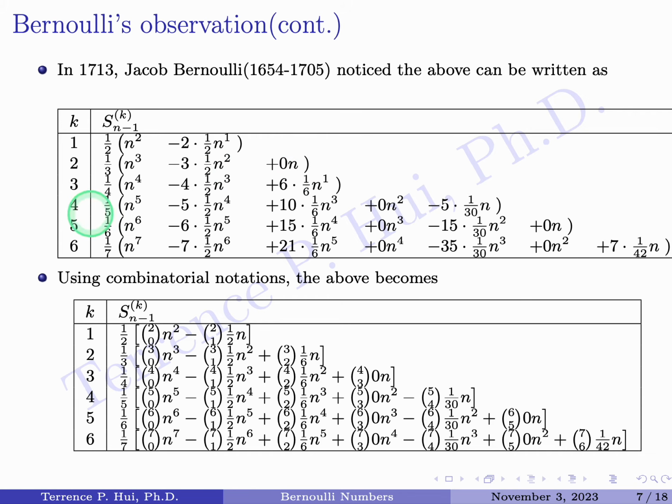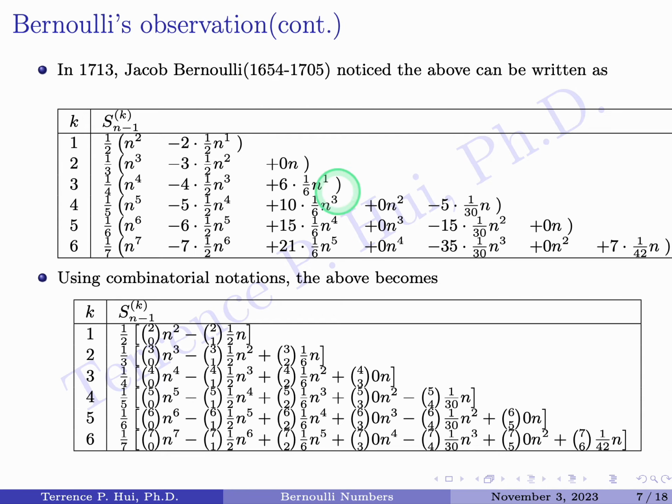When k is equal to 3, you're going to get 1/4 n to the 4th minus 4 times 1/2 n cubed plus 6 times 1/6 n, skipping 0 n squared, and so on. You begin to see a pattern here. First of all, the outside factor is 1/2, 1/3, 1/4, 1/5, 1/6, 1/7, and so on. So for each k, you're going to get 1 over k plus 1. Inside each parentheses, the first term is always just n to the k plus 1. So when k is 1 it is n squared, when k is 2 it is n cubed, and so on. And then you notice this is 2, 3, 4, 5, with negative signs, and so on. So he began to notice some pattern here.